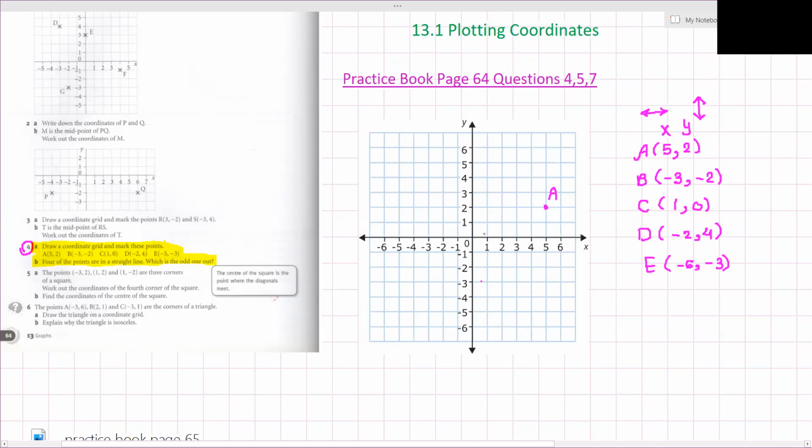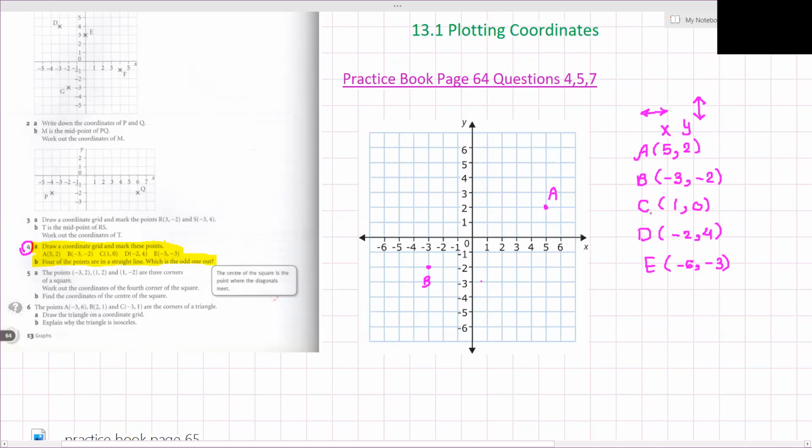The second point is -3, so the x coordinate is -3. So we will go right or left? Yes, left, because the x coordinate is negative. Then the y is also negative, so the point lies in the third quadrant, and we will go down till y equals -2. So I will write here B, point B.